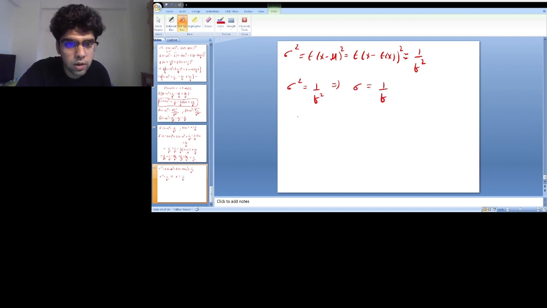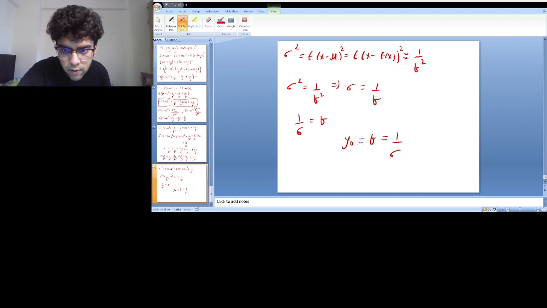and b is greater than 0, right? So I'll ignore the negative value and reject that. This is equal to plus minus 1 upon b, and my b is always greater than 0. This is 1 upon b. Let me erase all of this first. Just focus on this: sigma is 1 upon b. So this means that 1 upon sigma is equal to b. The reciprocal of this is 1 upon b. This implies that my y naught, which is equal to b, is equal to 1 upon sigma.